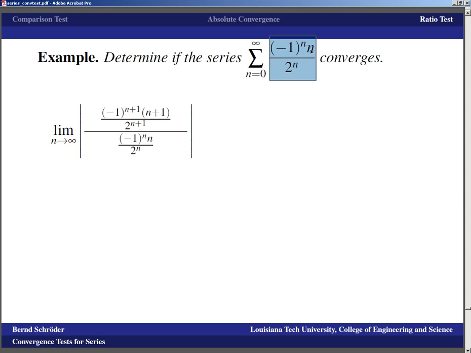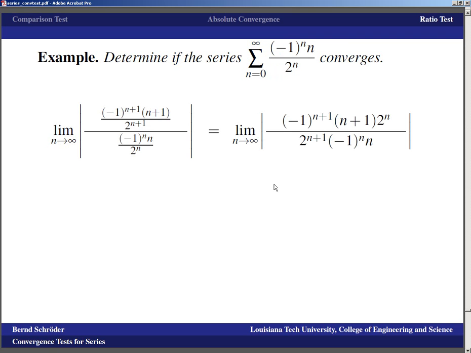This term here at n and at n plus 1. All right. So if we simplify the fraction here, multiply with the reciprocal of the denominator, we get the limit of -1 to the n plus 1 times n plus 1 from here, times 2 to the n, which is the denominator of the denominator, divided by 2 to the n plus 1 from here, times -1 to the n times n, which is the numerator of the denominator.